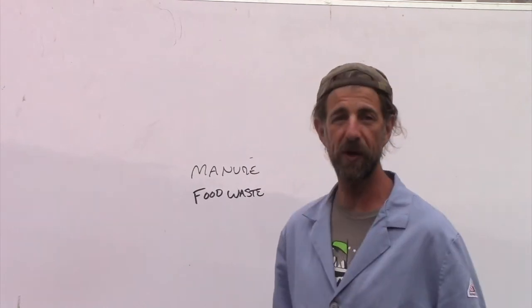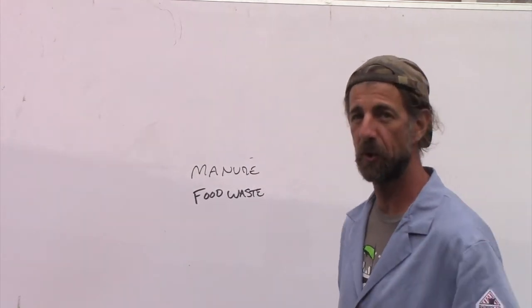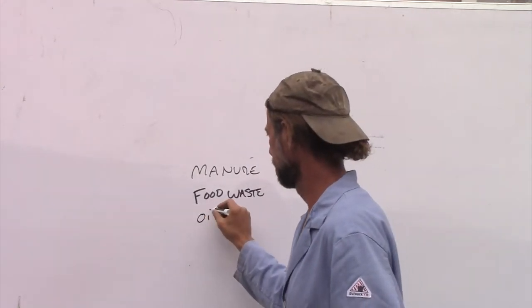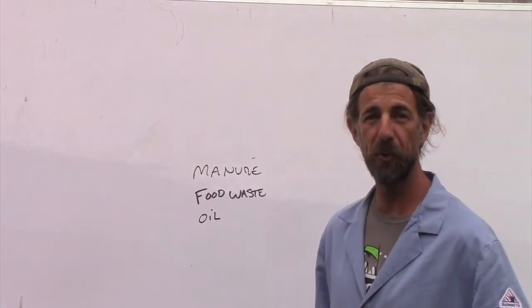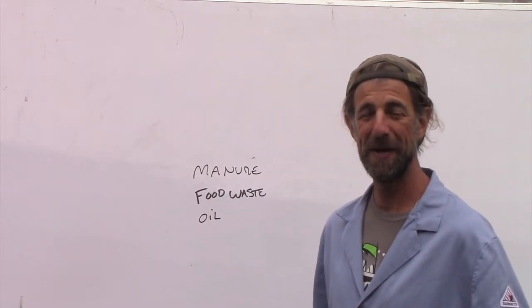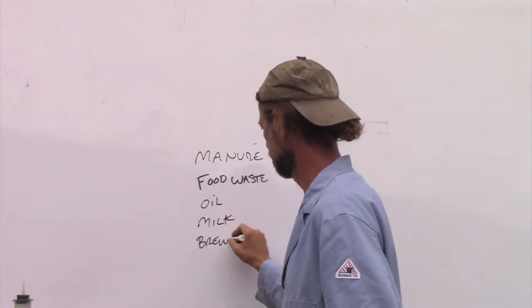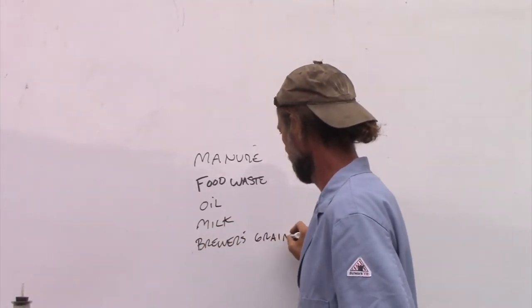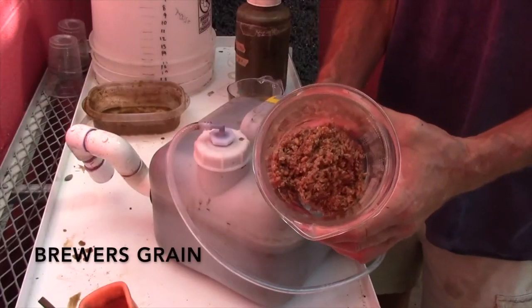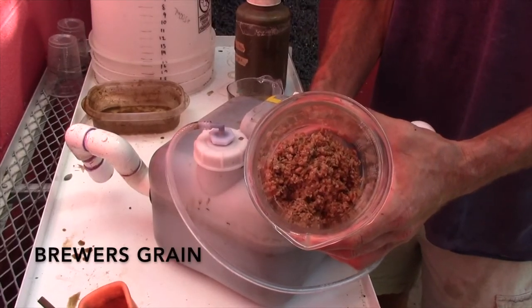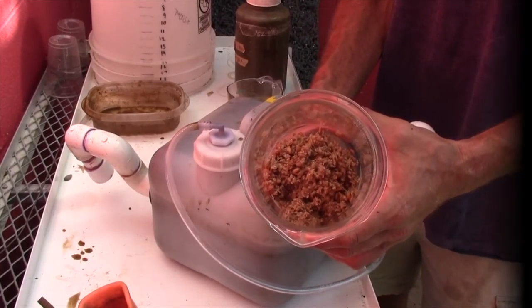You can also use cooking oil, so things like vegetable oil, fryer oil. We are also working with milk and brewer spent grain. After beer is made, brewer's grain is left over, and it proves to be a good energy source for biogas systems as well.